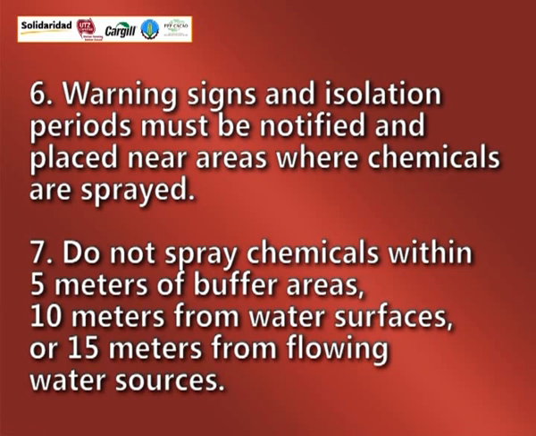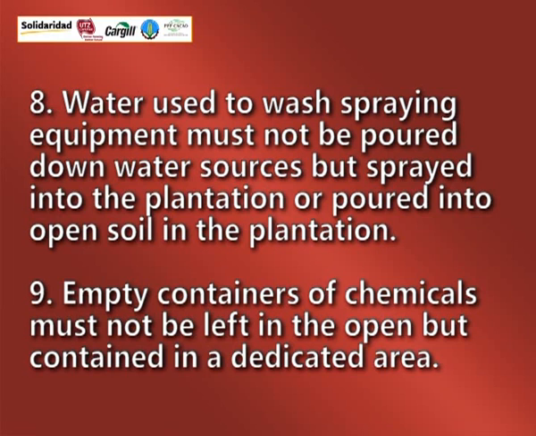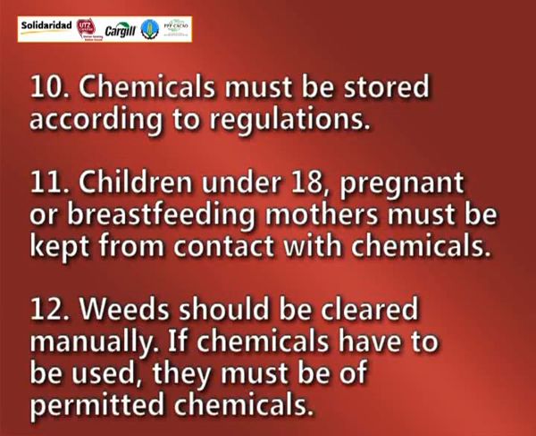7. Do not spray chemicals within 5 meters of buffer areas, 10 meters from water surfaces, or 15 meters from flowing water sources. 8. Water used to wash spraying equipment must not be poured down water sources, but sprayed into the plantation or poured into open soil in the plantation. 9. Empty containers of chemicals must not be left in the open, but contained in a dedicated area. 10. Chemicals must be stored according to regulations. 11. Children under 18, pregnant or breastfeeding mothers must be kept from contact with chemicals.